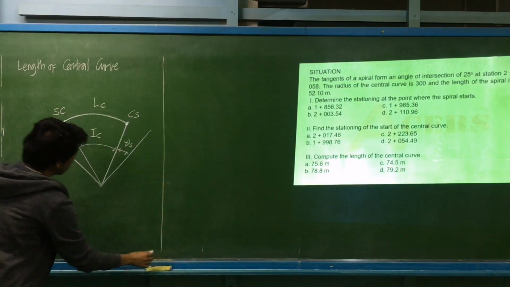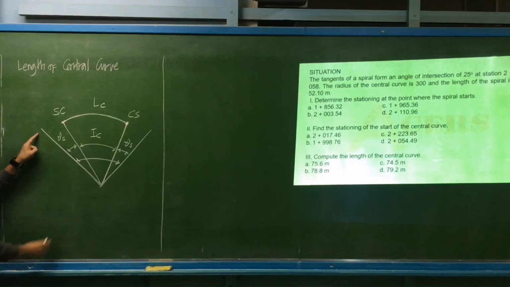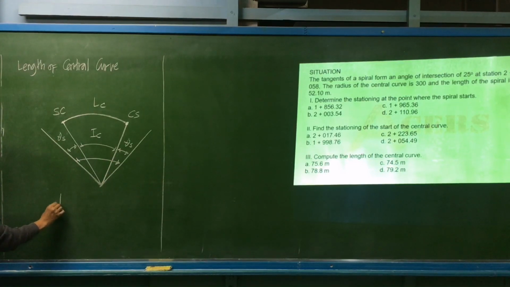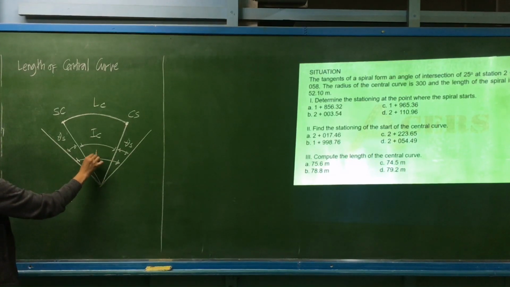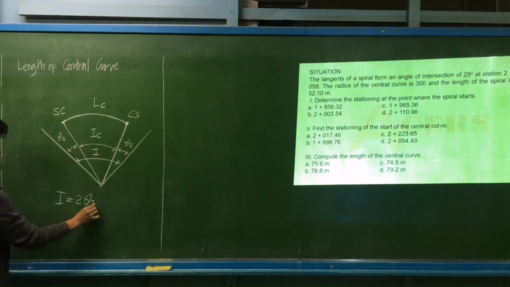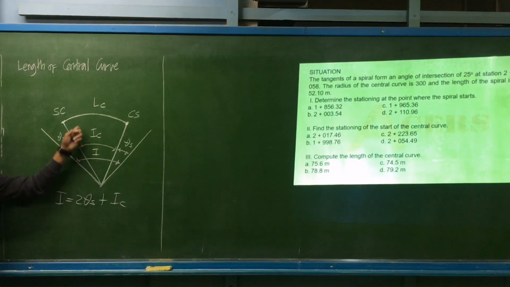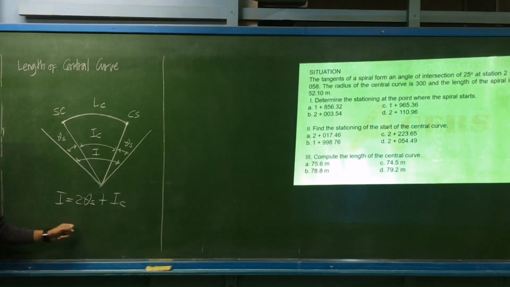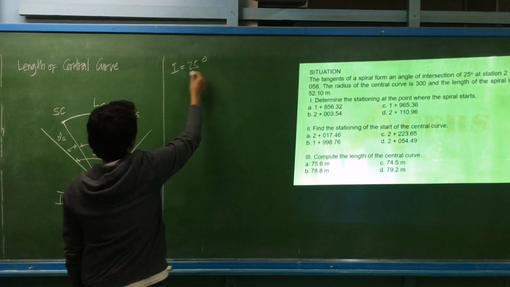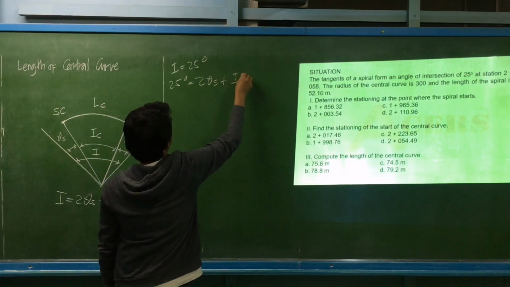So, kanina, yung total angle na to, from dito sa left side hanggang sa right side ng spiral curve, that is yung I natin, the total angle of intersection of the tangent, that is yung dalawang theta s, 2 theta s plus yung I sub c, yung equivalent central angle ng ating circular curve. So we have yung kanina na given I is equal to 25 degrees. We have 25 degrees is equal to twice of theta s plus I sub c.